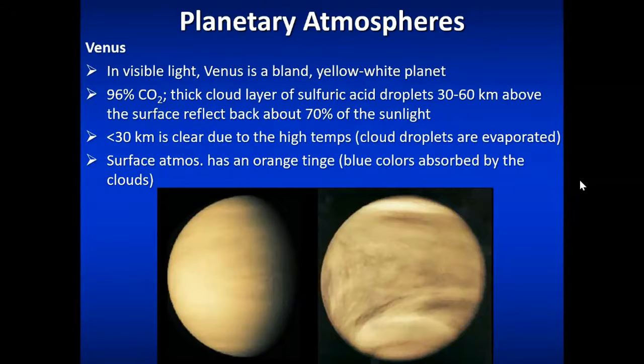Venus has a very thick atmosphere, mostly carbon dioxide. It holds heat, and so as a result, the surface is extremely hot, so hot that there's no water vapor to be found there. The atmosphere has an orange tint because the blue colors are absorbed by the clouds.